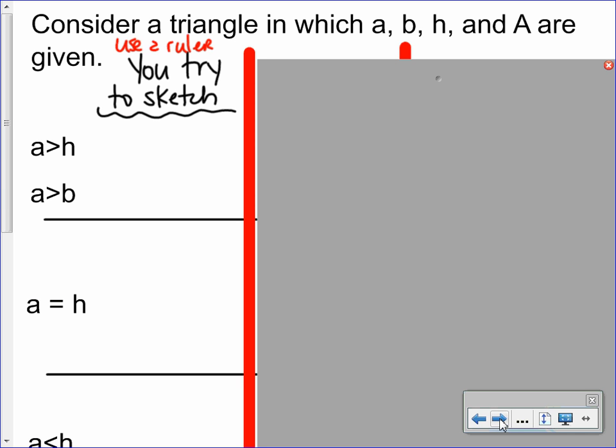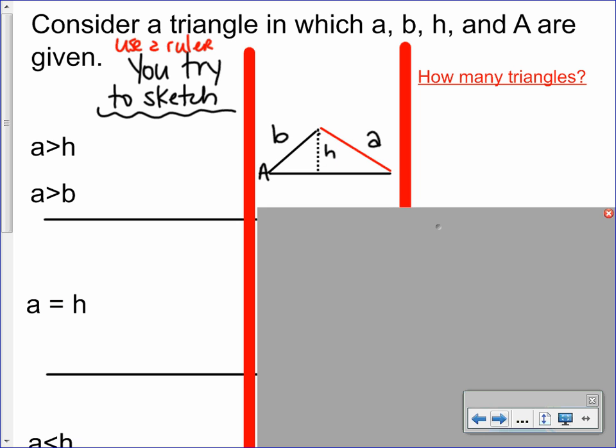So, for example, by the way, this is where you would use your little organizer that you should have got in class. If you didn't, it's okay. Just pause the video and draw yourself a little chart. Okay, here we go. Let's say the a is bigger than the height and bigger than the b. So, if the a is bigger than the height and bigger than the b, then a triangle should exist because it should complete the rest of the triangle. So you should get one triangle for this case.